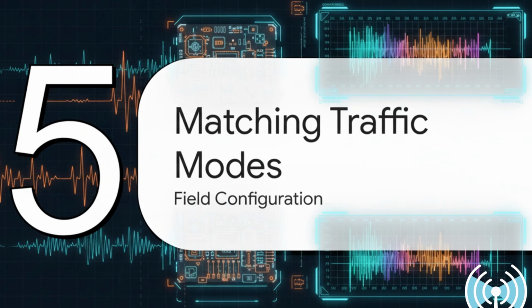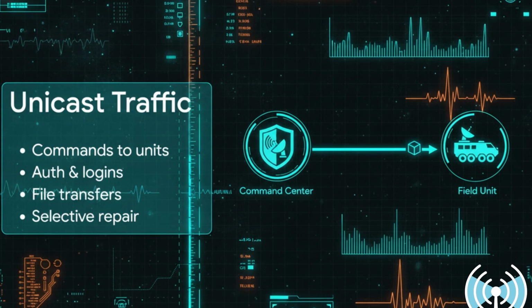Section 5, matching traffic to modes. Let's break this down by actual traffic types. Unicast should absolutely be your default for certainty. You use this when you need those explicit link layer acknowledgments. We're talking about sending tasking orders, authentication logins, pushing a config file to a single device, or using it as a selective repair fallback when a node misses a crucial piece of a broader multicast stream. One sender, one receiver, confirm delivery.